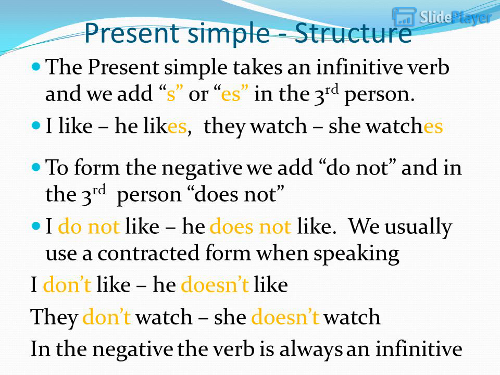We usually use a contracted form when speaking. I don't like, he doesn't like. They don't watch, she doesn't watch. In the negative, the verb is always an infinitive.